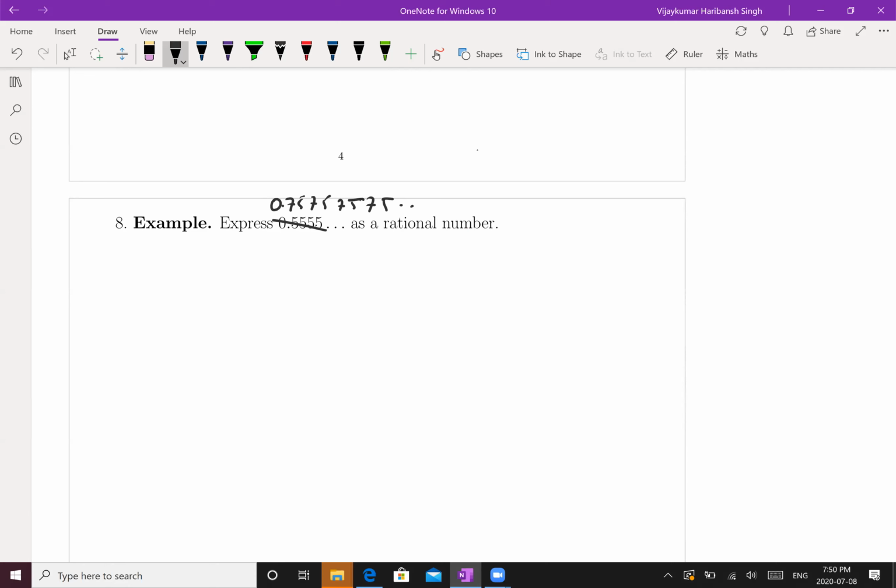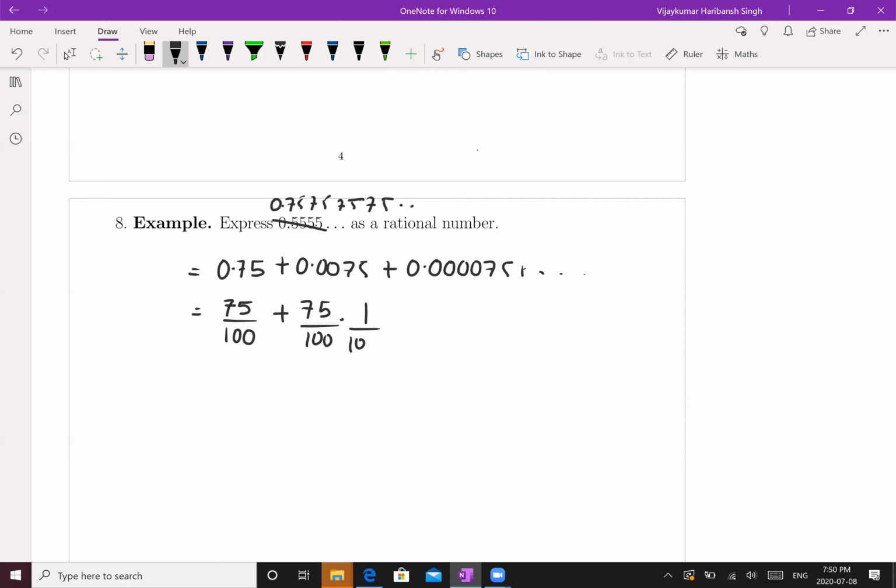Well, one way is to write it as a geometric series. So let's see, if you write it as a geometric series, what do we get? This is the same as 0.75 plus 0.0075 plus 0.000075 and so on. So if you notice, the first term is going to be 75 by 100. The second term is going to be 75 by 100 but multiplied by another 1 over 100 so that it moves 2 decimal places. The next one is going to be 75 by 100 multiplied by 1 by 100 squared, and so on and so forth.